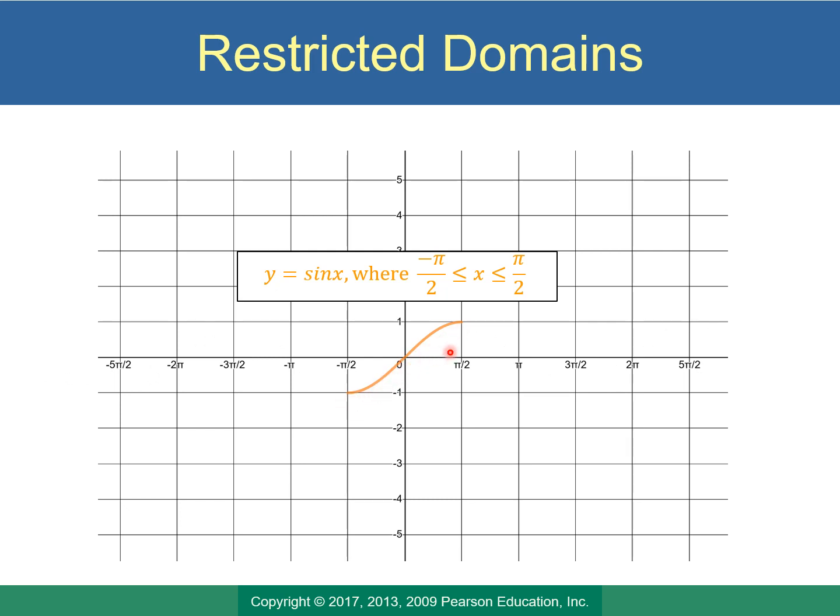If we restrict this domain, for negative pi over 2, that's the only time we're going to get out y equals negative 1. When we plug in 0, we get out 0. When we plug in pi over 2, we get out 1. So this is now a one-to-one function because of this restriction.